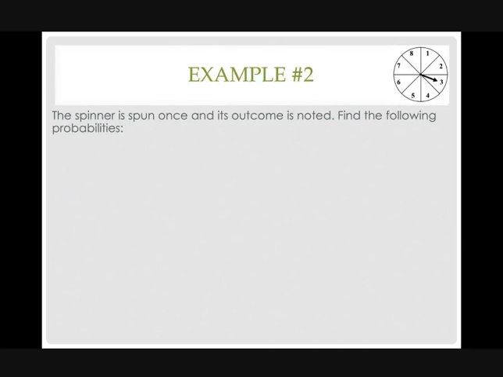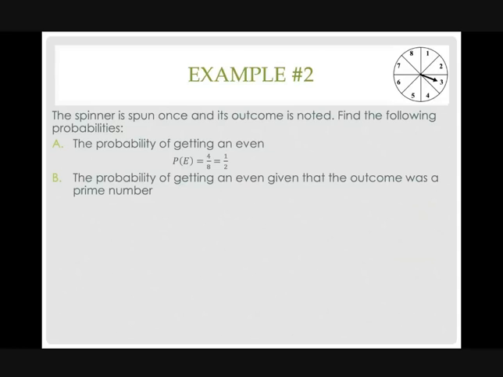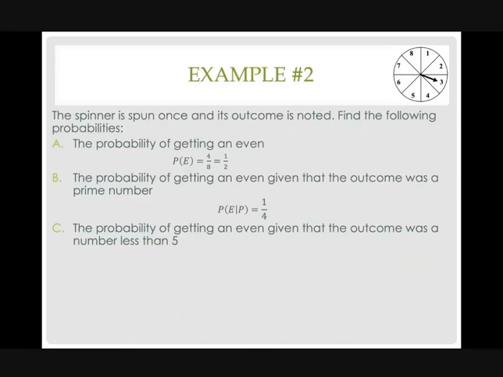So let's look at our second example. A spinner is spun once and its outcome is noted. Find the following probabilities. The probability of getting an even is 1/2. The probability of getting an even given that the outcome was a prime number, so now that would be 1/4. Remember, 2 is a prime number. And now C, the probability of getting an even number given that the outcome was less than 5, and that would be 1/2 also.